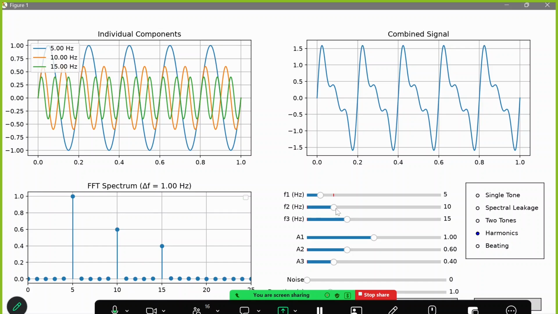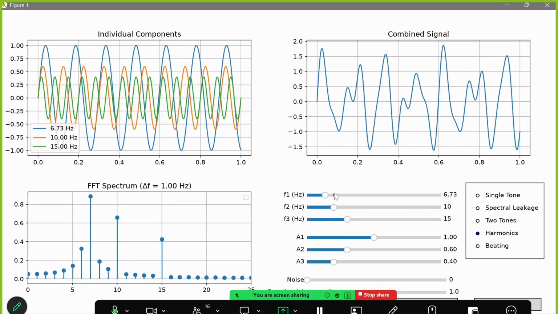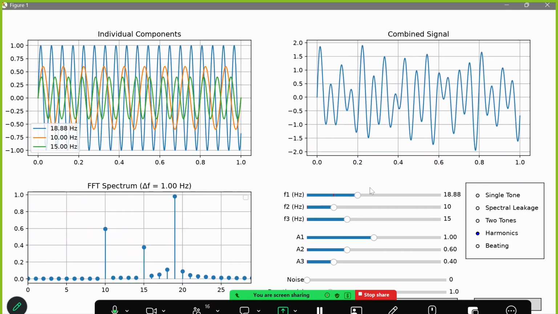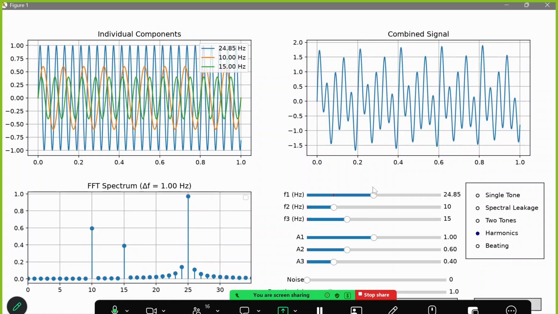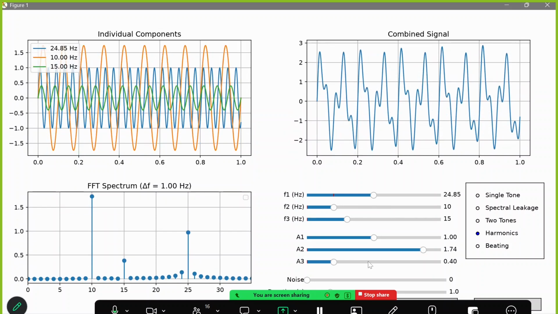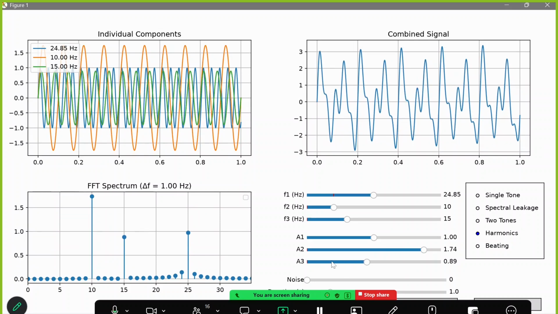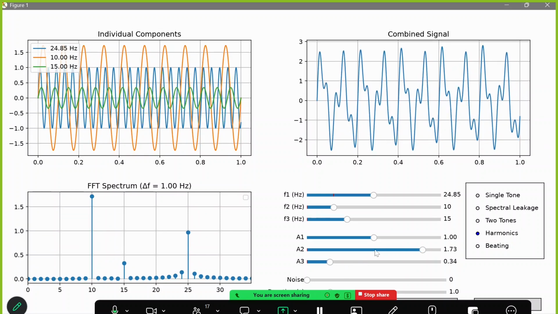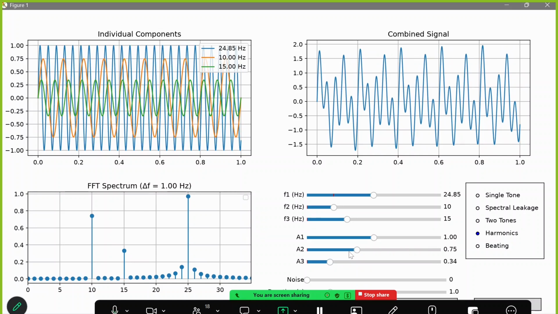Again, if we change the frequency of one of the components, that component actually moves in the FFT spectrum to the actual frequency, while the amplitude shows you the contribution of each one of these frequency components. So it is a nice visualization for that. The Fourier transform gives you the frequency components of a time domain signal, so you can actually extract different frequency components this way.